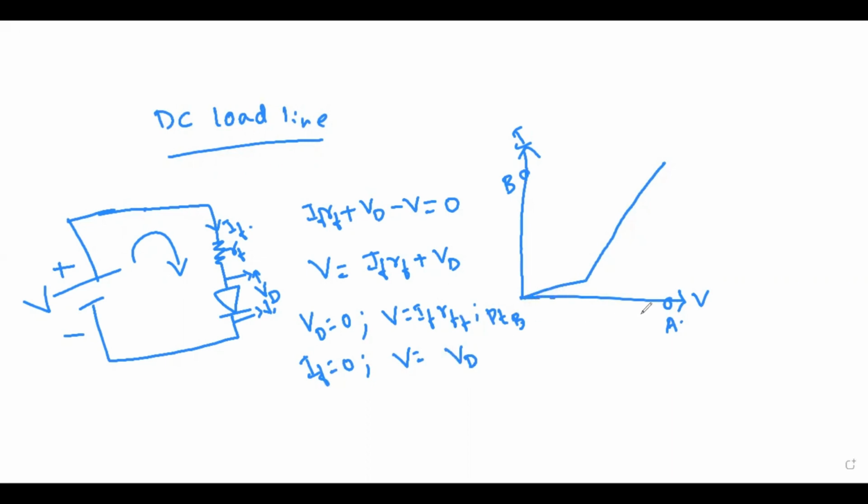Once you get these two points and join them, this line itself is called the DC load line. And wherever this DC load line intersects the VI curve, this point is called the quiescent point, or Q point.